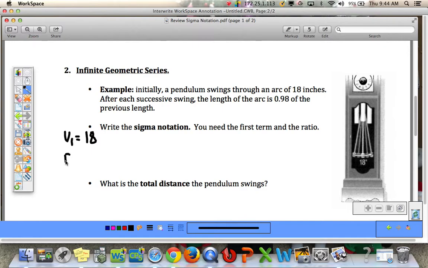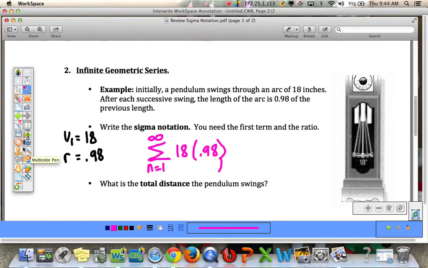The ratio is 0.98. So when you write the sigma notation, we start at n equals 1. And this one we don't know how far it's going. I'll say it's going to infinity, if it keeps swinging forever. We always start with our first term, which is 18. In our parentheses, we write the 0.98. But the exponent here, if we put a 1, it's going to be 18 times 0.98.